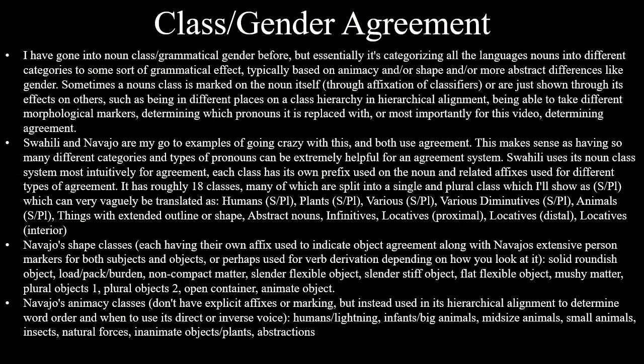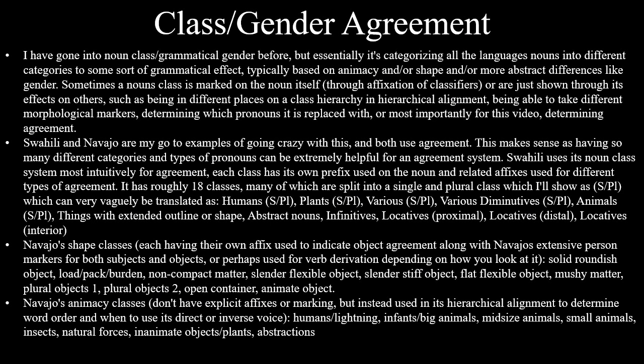The go-to examples for languages that go crazy with this are Navajo and Swahili, both having over a dozen classes which they then use to make complex agreement systems. Swahili does this intuitively with its 18-ish classes based on animacy, shape, and number, by marking nouns with their class, then giving related markings to the things those nouns agree with.